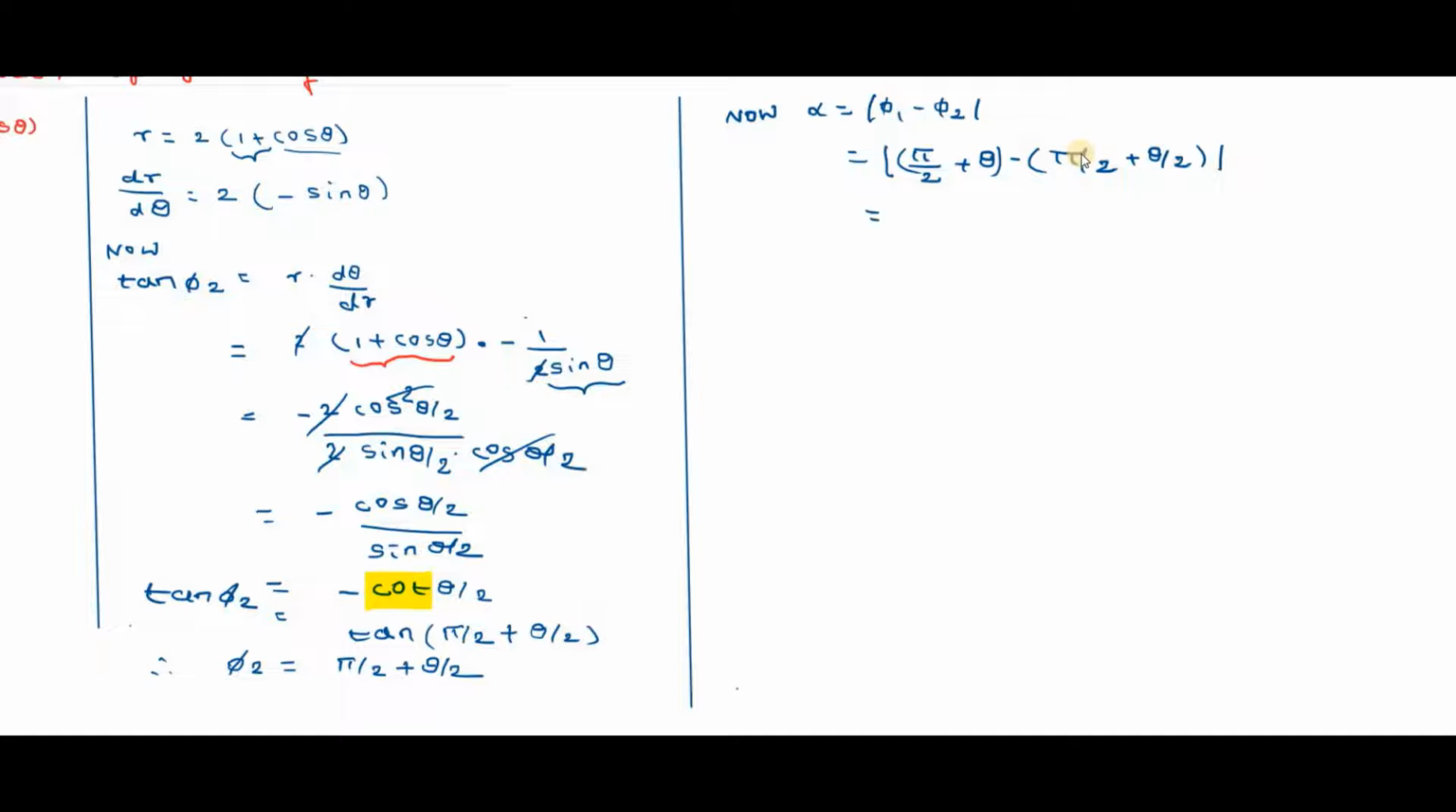If you simplify this, you will get pi by 2 plus theta, minus into pi by 2 is equal to minus pi by 2, and minus into theta by 2 is equal to minus theta divided by 2, where plus pi by 2 and minus pi by 2 get cancelled, and theta minus theta by 2 is equal to theta divided by 2. This is the value for the angle of intersection of two curves.